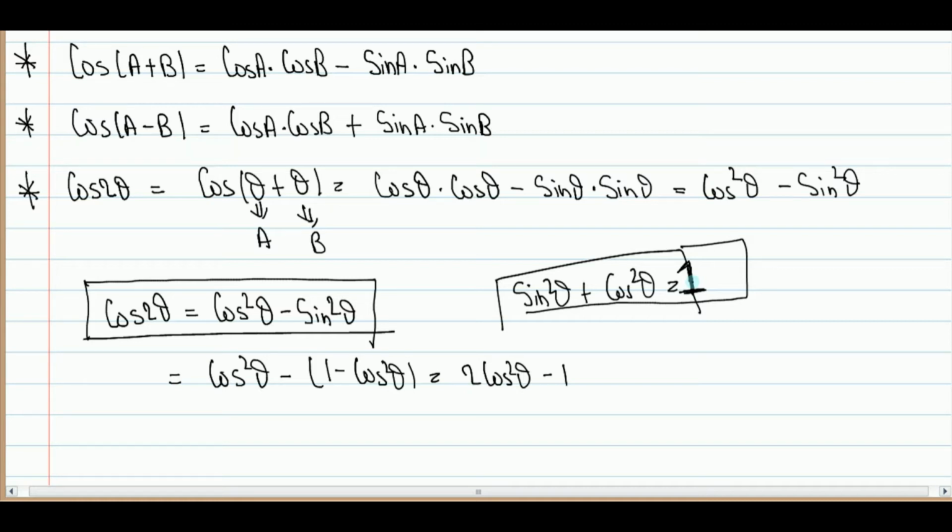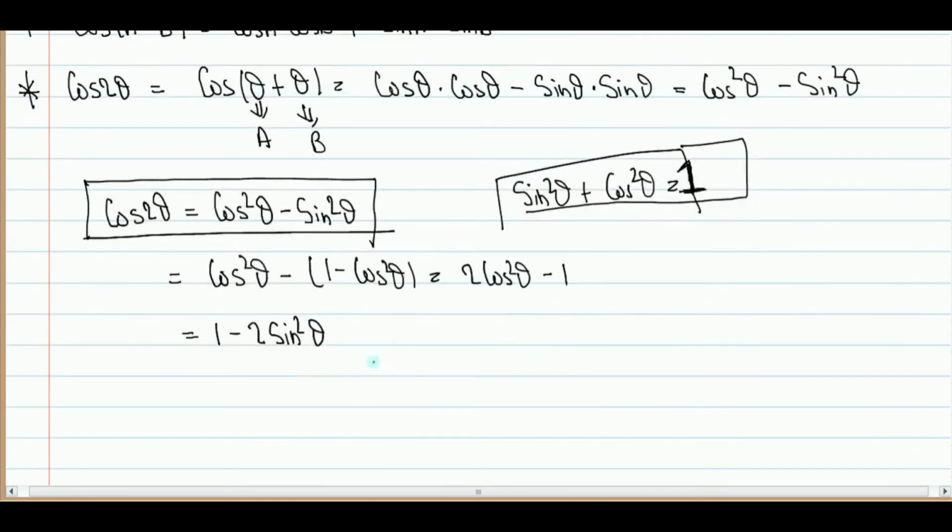So if you take this cos square theta at the left hand side, and take the sine square theta to the right hand side, 1 minus sine square theta will be equal to cos square theta. Similarly, you can write 1 minus cos square theta equal to sine square theta.